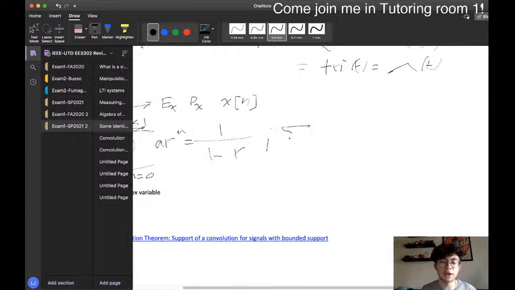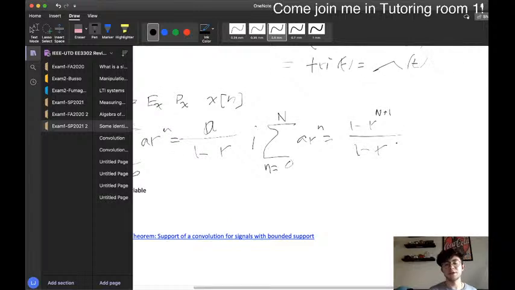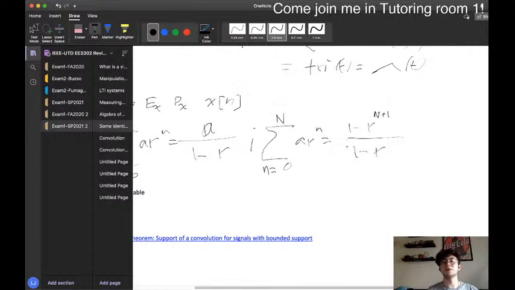We can also easily get the value if we sum a finite number of them. So if we have n numbers that we're summing, then we get a times 1 minus r to the n plus 1, over 1 minus r. And this is the value that we get from this series.